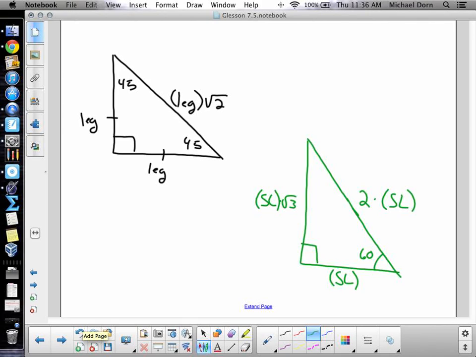Yes? No, it'd be the 60. The 30 is up here because that's smaller. Smaller angle, biggest angle. Right? Because the shortest side always has to be opposite the smallest angle. Middle, longest.